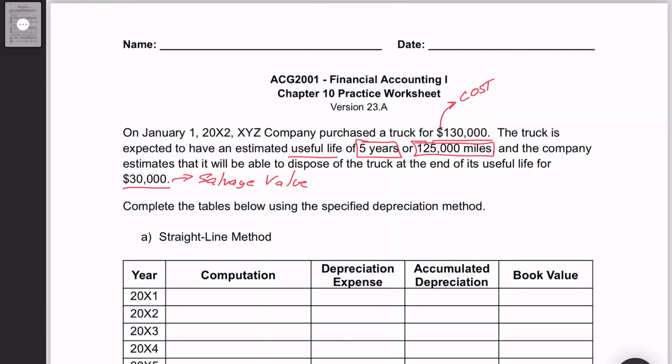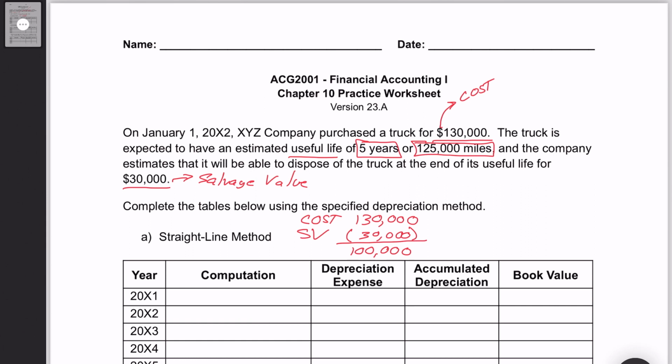What we're going to start with is our historical cost. Our cost on this asset is $130,000. And from that, we're going to subtract its salvage value. I'm just going to shorten that to SV for salvage value. In this case, it was $30,000. This means the amount that we are going to depreciate is $100,000. Now that we have the amount that we are going to depreciate, we will take that and divide it by the years. Whenever we're doing straight line, we're going to use the years. We're not going to use the miles.